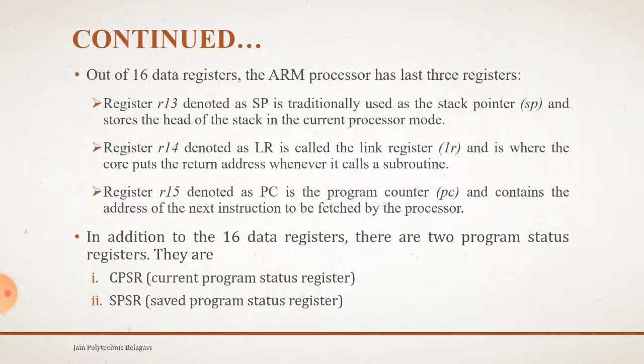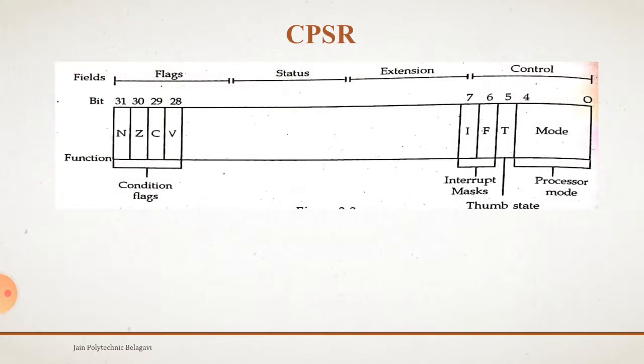In addition to the 16 data registers, there are 2 program status registers. They are CPSR and SPSR. CPSR is current program status register. SPSR is saved program status register. So now we will see the CPSR register.